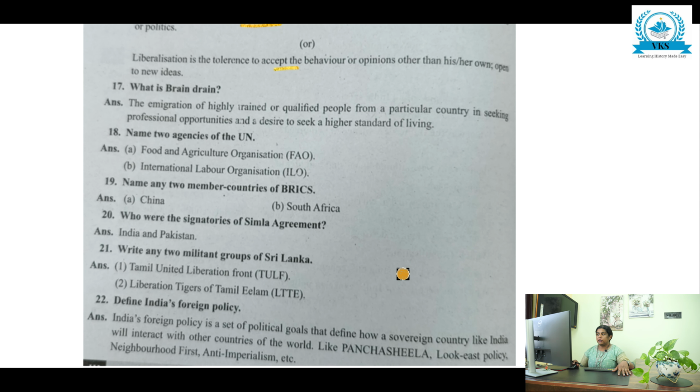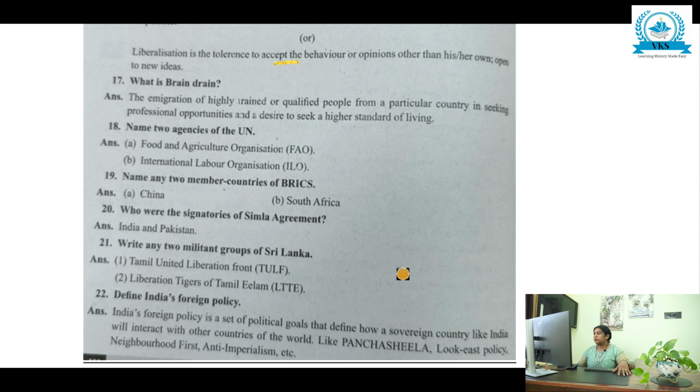What is brain drain? Again repeated: immigration of highly trained or qualified people from a particular country seeking professional opportunities and desires to seek a higher standard of living abroad. Name any two agencies of UNO: Food and Agricultural Organization FAO, International Labour Organization ILO. Any two member countries of BRICS, that is China and South Africa.